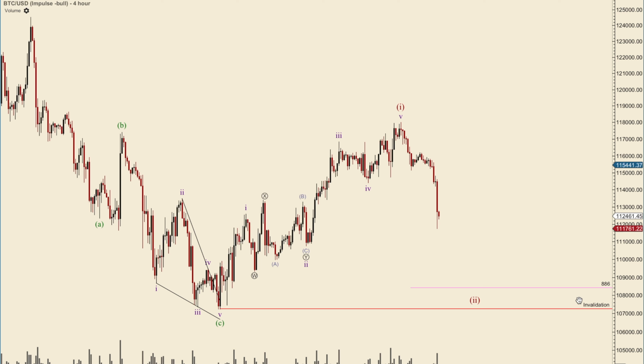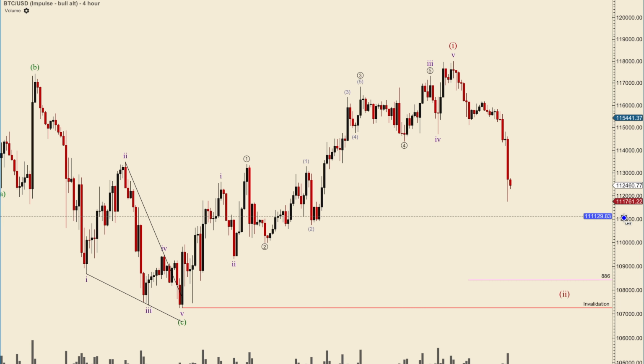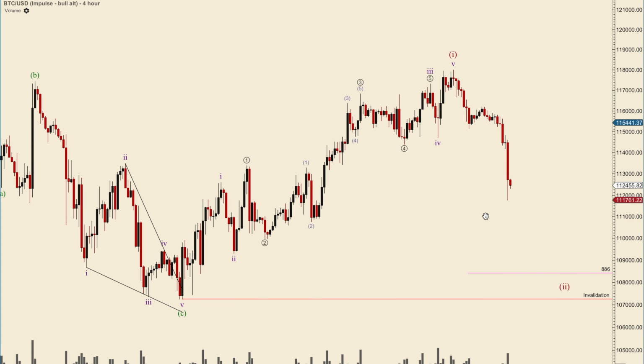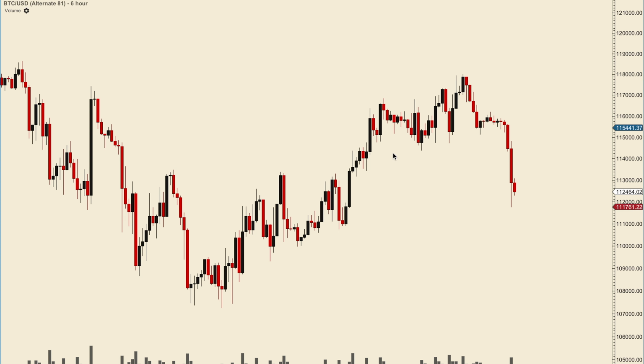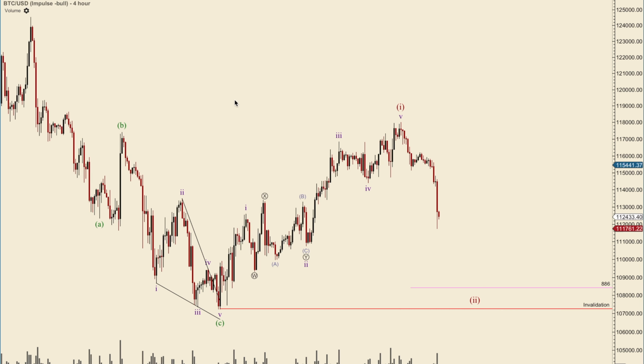And this is the invalidation because this is the start of wave 1. And you know, you can't take out wave 1 with wave 2. That's an invalidation. And this is the impulse counted a little bit differently. That's all. It gives the same result. So 1, 2, and so on. So that was pretty much it.